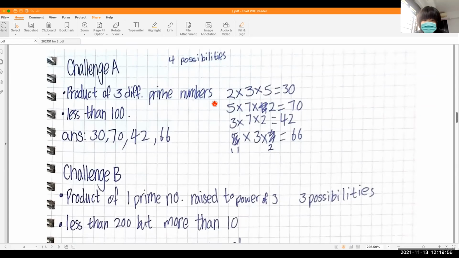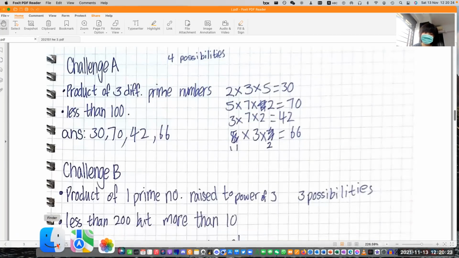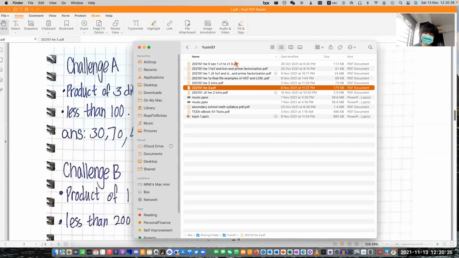I found where I got it from. It is the 2021 S1 homework 0 section 1 T1 to C1.3 PDF. Okay, hold on. Do you know how you should look at this? Do you know how you should look at the sharing folder or not? How? Very simple. I thought you should be able to see. Okay. Can you see my screen? Yes. Okay, this is the sharing folder.